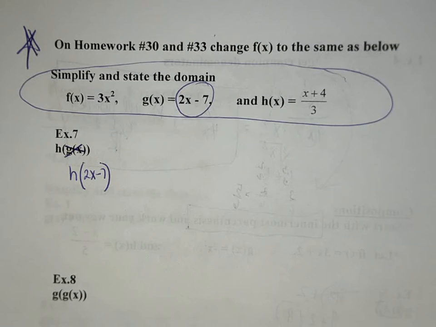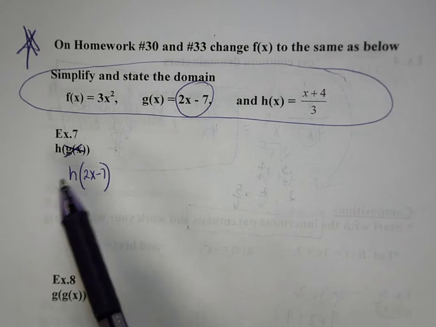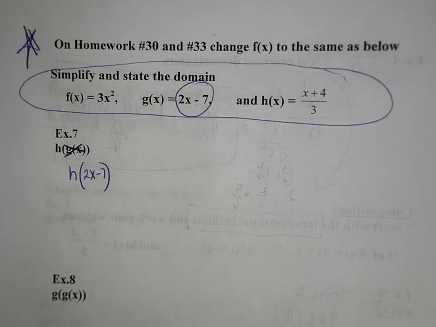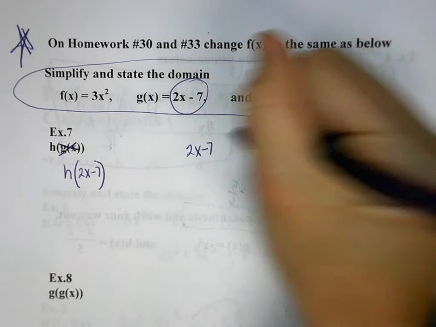So now I have to find h of 2x minus 7. I'm going to pull a popsicle stick, and can someone please tell me how I'm going to write out h of 2x minus 7? I'm going to pull a popsicle stick, and I want that person to tell me how I'm going to write my equation for h of 2x minus 7. Adam. 2x minus 7 plus 4 over 3. That is perfect. Good job.